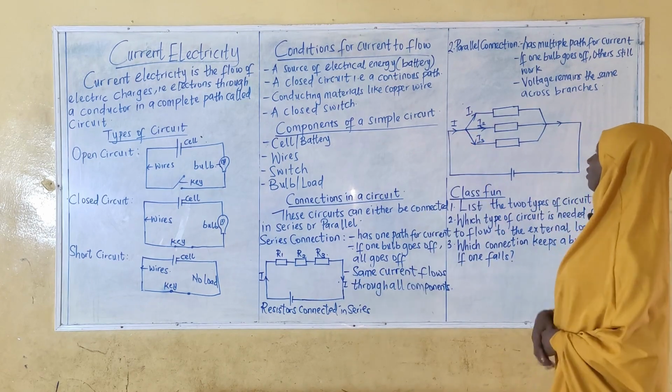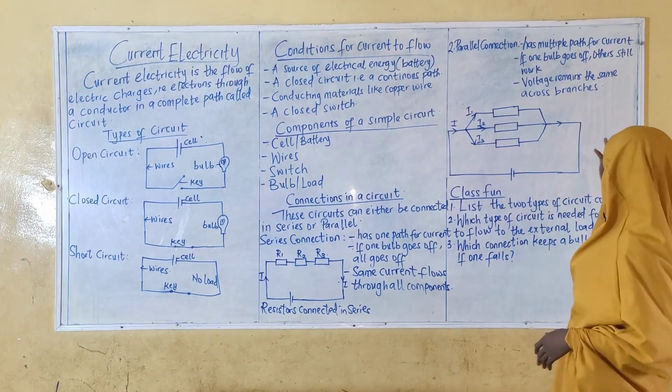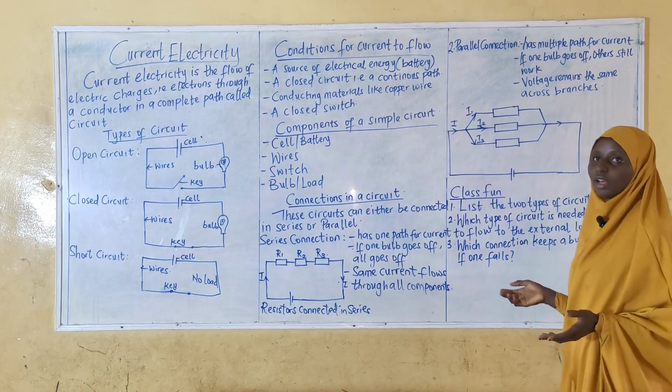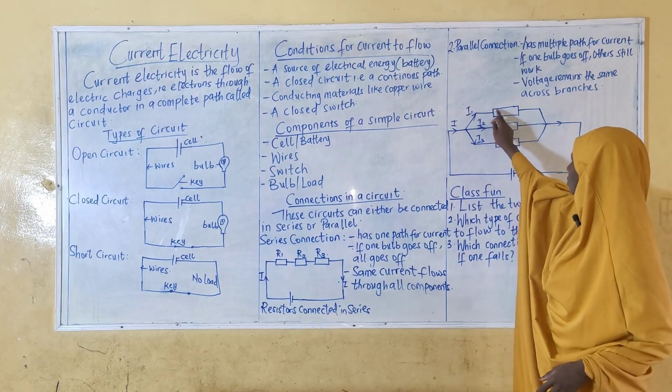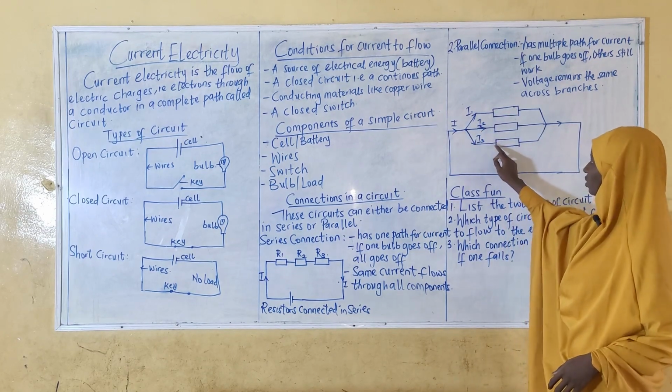Now let's look at some of the characteristics of the parallel connection. The first one, it has multiple paths for current to flow. So you can see the diagram here is flowing through this path, I1, I2, I3.